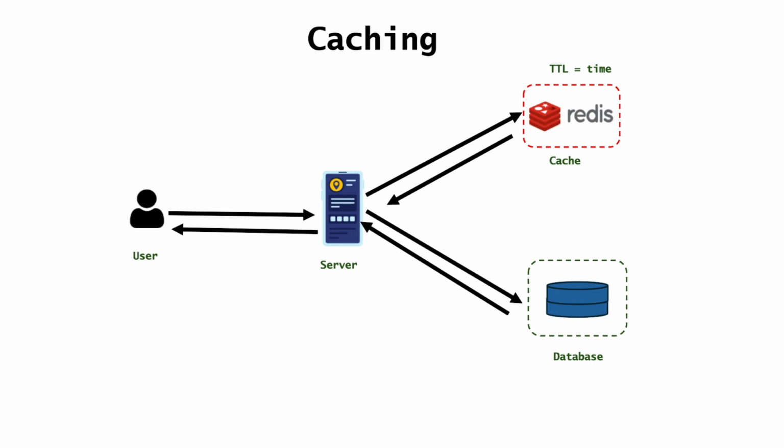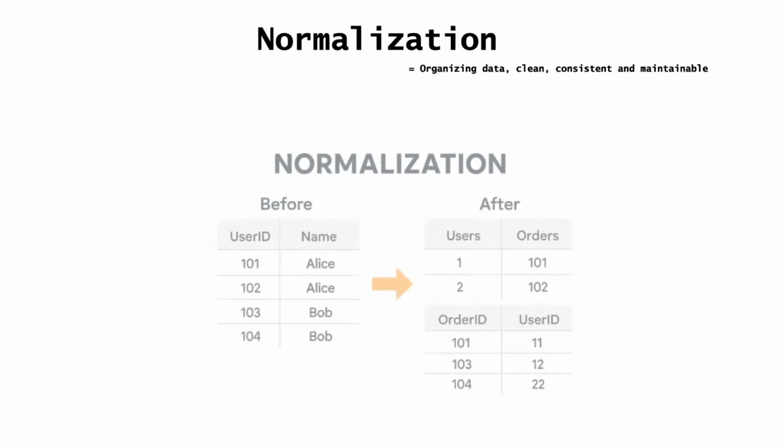Before we talk about advanced scaling, let's take a step back to one of the fundamentals of database design: normalization. Normalization is all about organizing your data efficiently, making sure it's clean, consistent, and easy to maintain. In simple terms, normalization means breaking large, complex tables into smaller, related ones, so that every piece of information is stored only once. Why is this important? Because when data is duplicated, you run into big problems: inconsistencies, wasted space, and complicated updates.